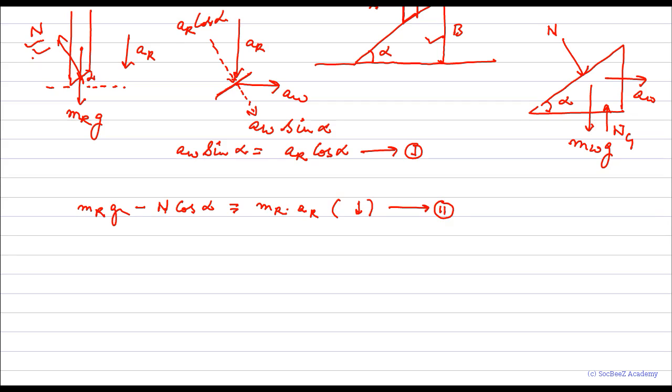Okay, and let me write down the third equation then, which would come out from this FBD of the wedge. So my third equation becomes N sine alpha equals m_w into a_w. This whole equation has been written considering horizontally rightward as my positive direction. So this is my third equation.